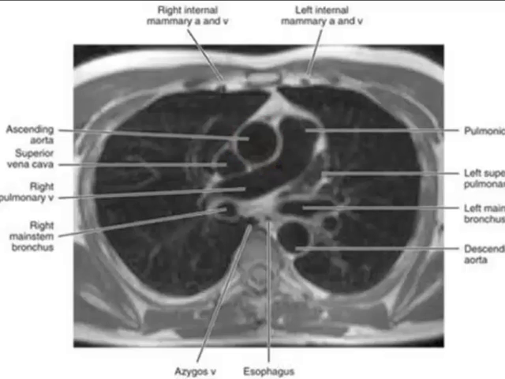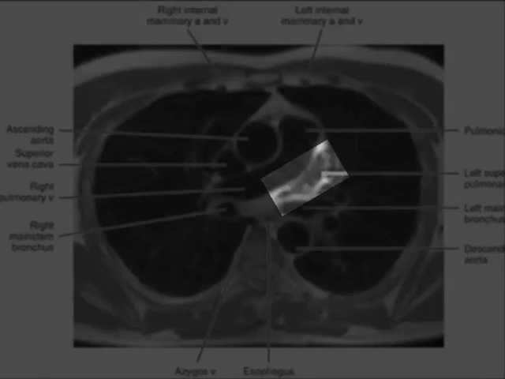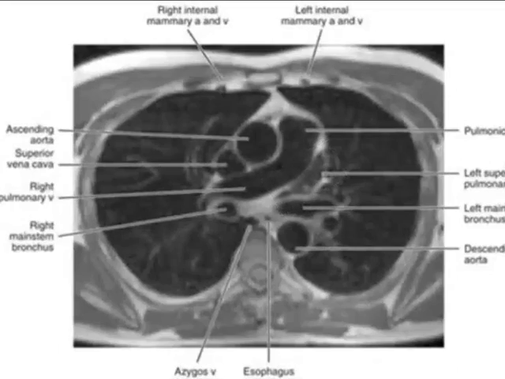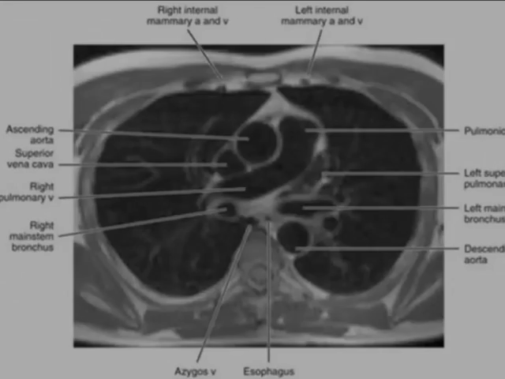The right mainstem bronchus lies just posterior to it. Look straight across towards the patient's left and note the left mainstem bronchus. The descending aorta is posterior to that, with the esophagus immediately to the right, and the azygos vein in about the middle of the anterior vertebral body. The left superior pulmonary vein is the last vessel really to note in this image. It is anterior to the left mainstem bronchus.